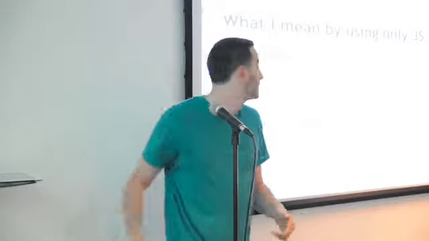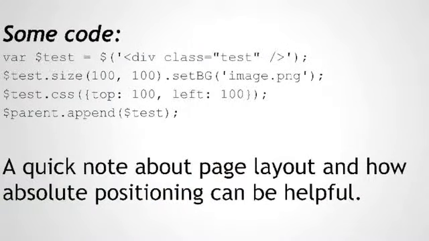I just want to show this code real quick. So basically, this would be the jQuery version of this. You'd create a new page element, in this case a div. This would be a shortcut that I made.